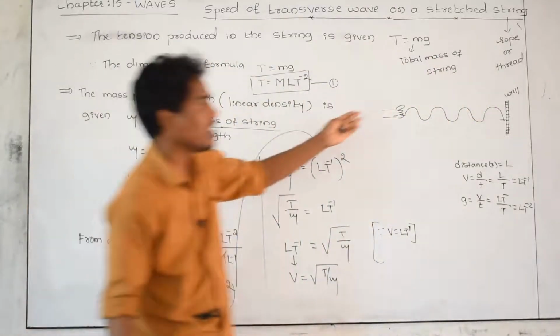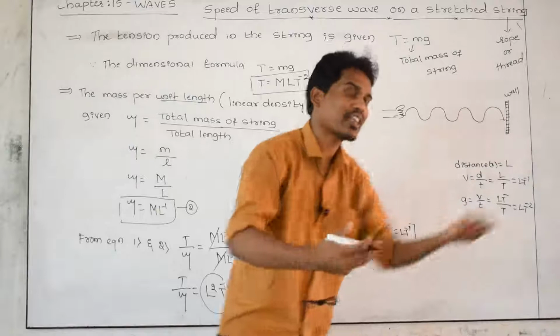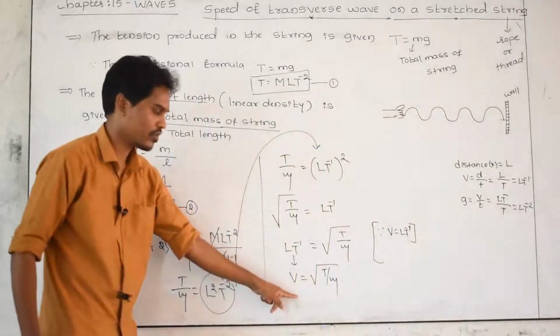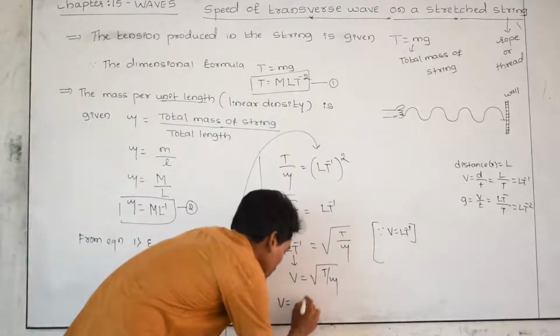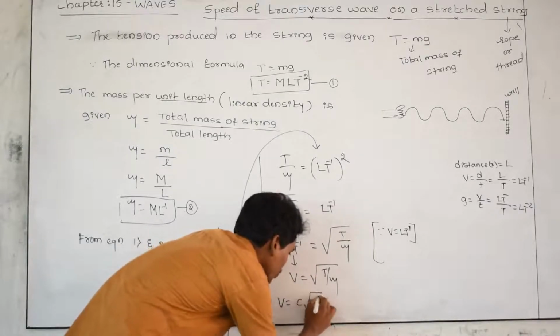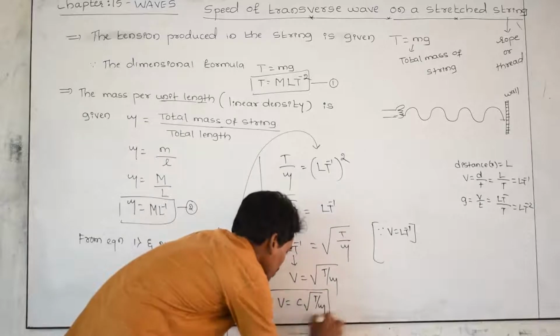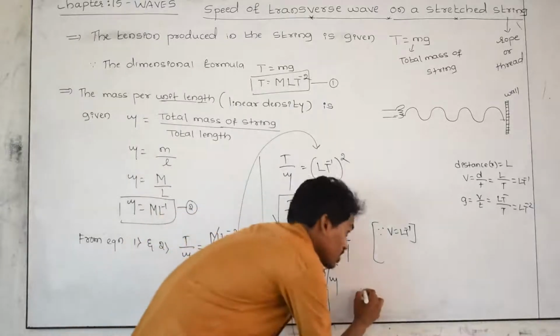Inside that wire, what is the speed of the wave? That can be calculated by using this formula. For simplification, v is equal to, I am considering here one constant term c. c is equal to root of T by mu. This is the final formula. Here c is constant.